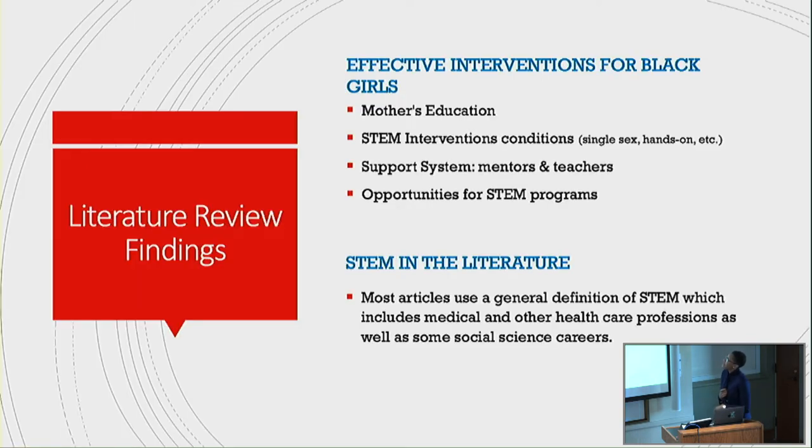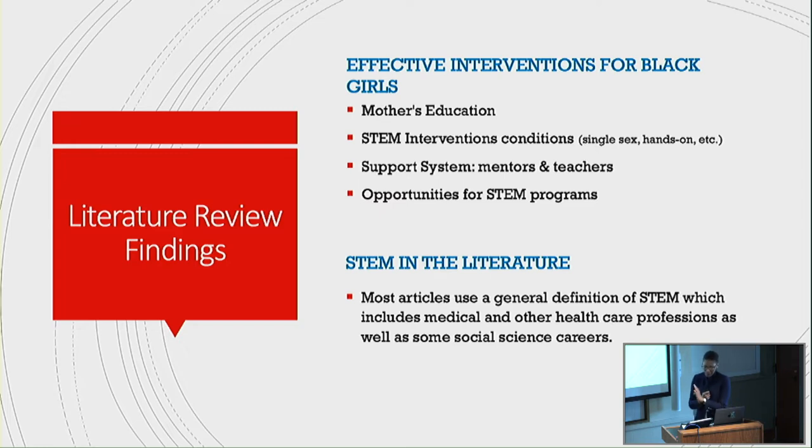All right, the effective interventions for Black girls. Looking at the literature review, there are quite a few things listed. A couple of things you would expect: academic preparedness, identity development, confidence, expectations, ability. But there were some other things listed: mother's education, STEM intervention conditions, such as single-sex programs or ones that are much more hands-on, and also systems of support. Who are their mentors, who are their teachers, and then opportunities for STEM programs? Do they even have access to these particular types of programming?